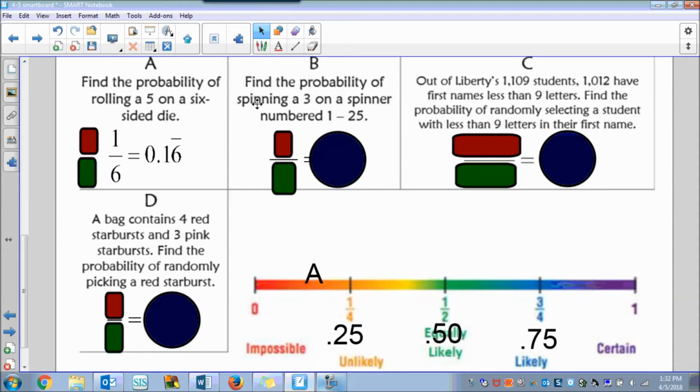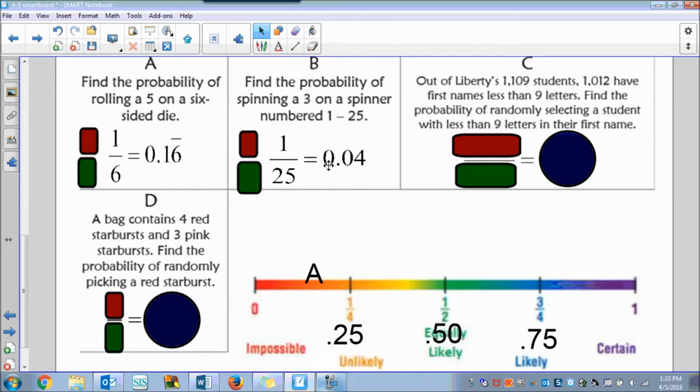All right, find the probability of spinning a 3 on a spinner numbered 1 through 25. Okay, so there is 1 3 in that range. There's still just 1 favorable outcome there. There's 1 3, but there's 25 options now, 25 possible different outcomes. It can be any number 1 through 25, so it's a 1 in 25 chance, or a 0.04 chance, or 4% chance.